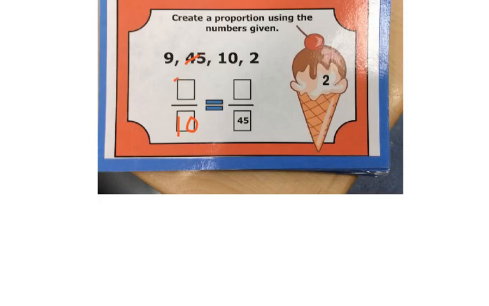So let's take my 2 and put it here. And then we're going to put my 9 here. And we're going to check them out. 2 times 45 is 90. And 9 times 10 is 90. So we have correct cross products.